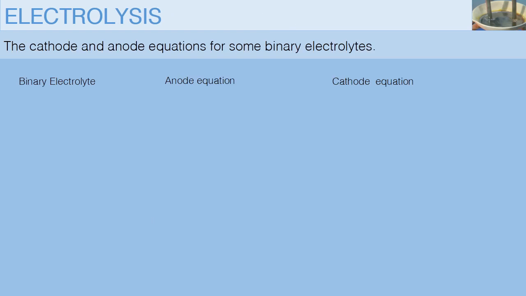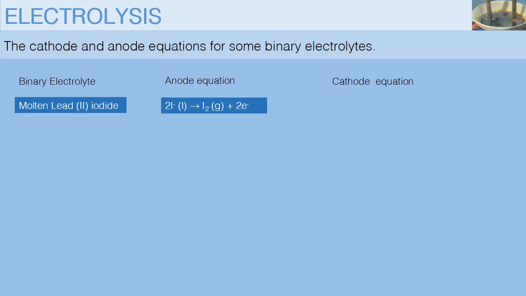Different binary electrolytes may be used in place of lead bromide. For example, molten lead iodide will form iodine gas or iodine vapors at the anode, that is represented by this equation. These vapors are identified as purple vapors, while at the cathode will form a gray bead of lead metal.